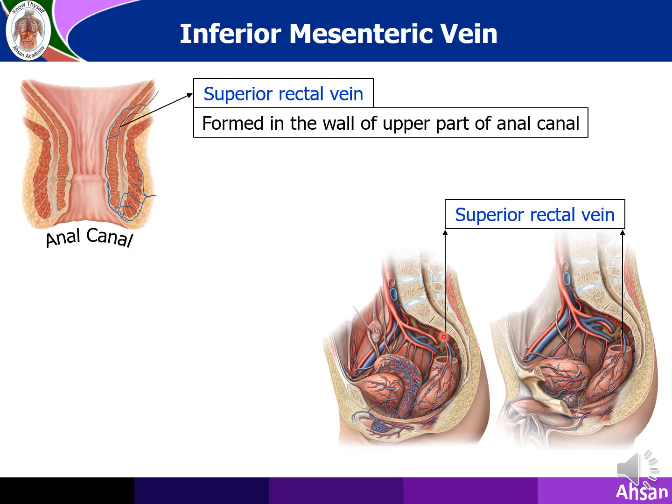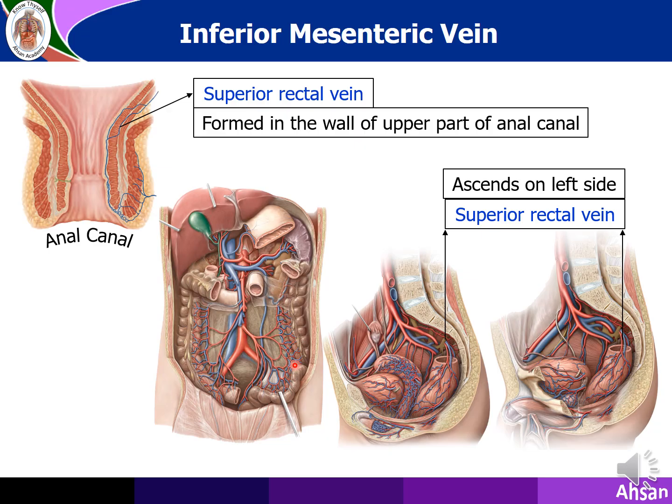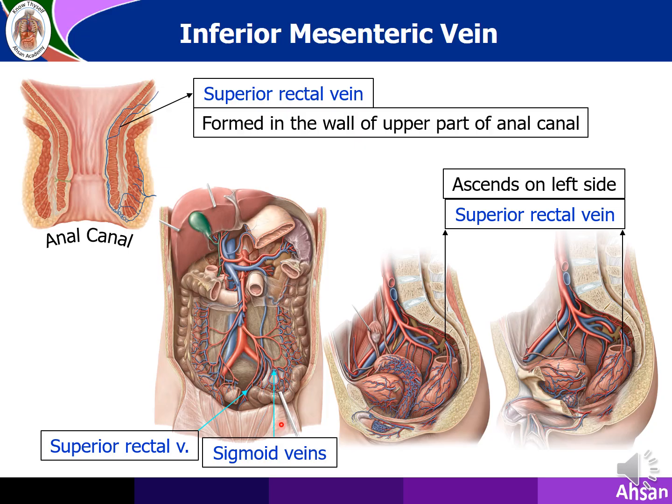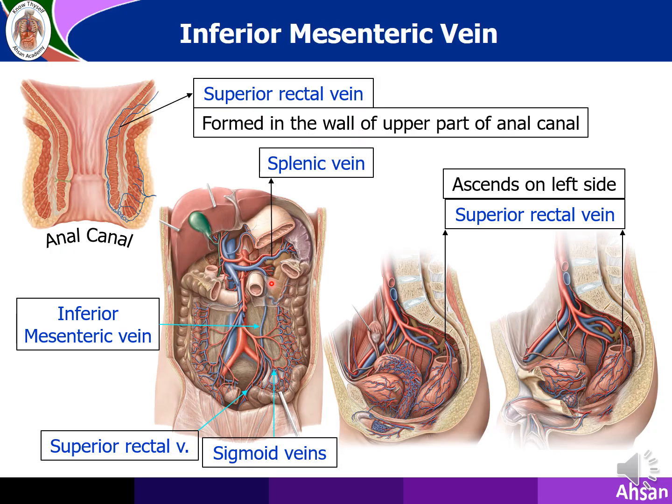It ascends superiorly as the superior rectal vein, and it deviates towards the left side. You can see this is the superior rectal vein, goes towards the left side. It is not a median structure, though it is single in number. It goes up, and on the way it receives the sigmoid veins, multiple sigmoid veins, and continues above, and you see it becomes the inferior mesenteric vein. This inferior mesenteric vein finally opens into the splenic vein.